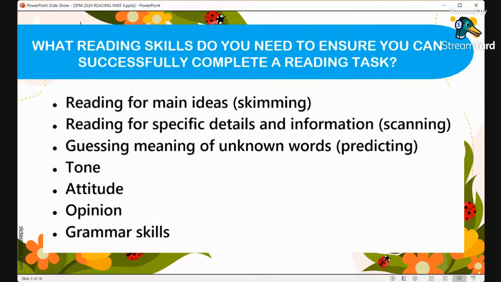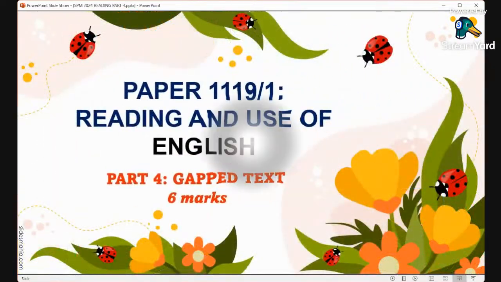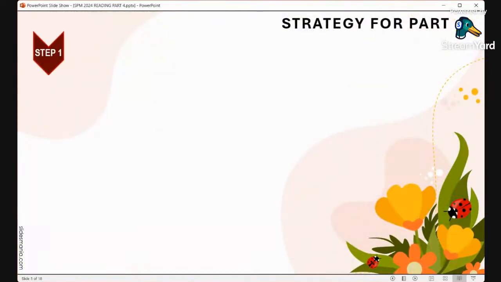And we need more of this. I think we need all of this, maybe except for tone, attitude, and opinion, for gap text, because we are really analyzing a text using so many different skills. Okay, so it's 6 marks. Okay, let's see. As usual, you know my steps by now.